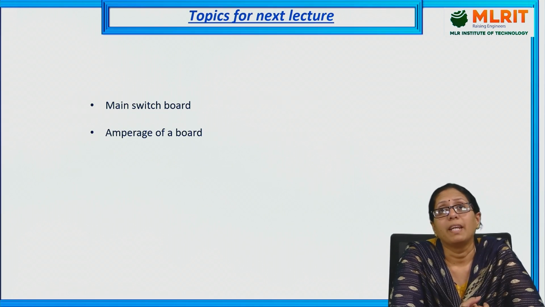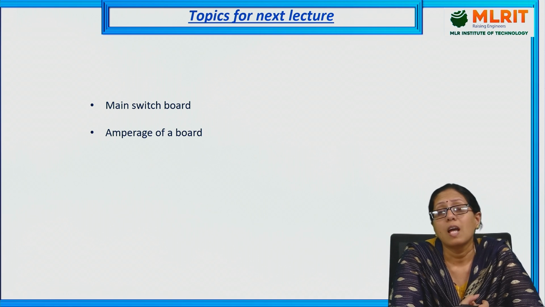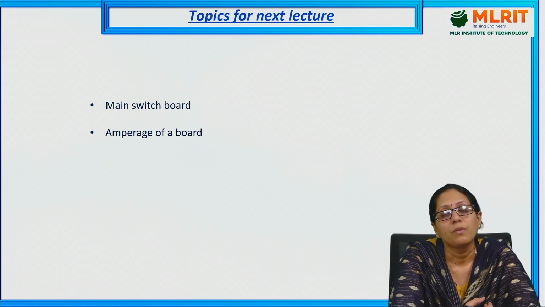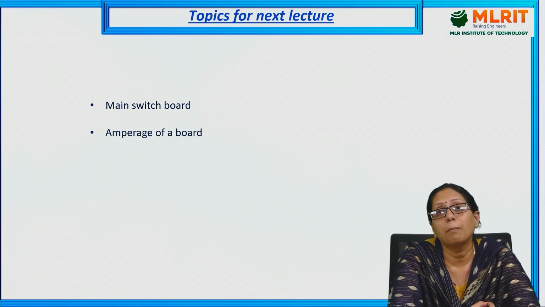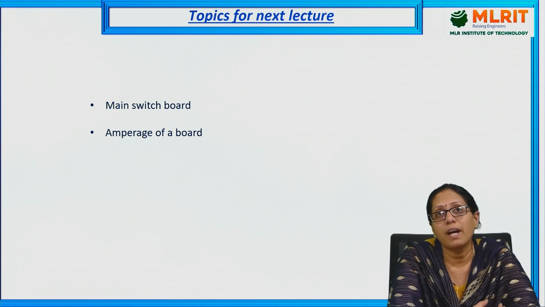The next topics will be based on the main switchboards and amperage of a board: where the main switchboard is placed, what the different types of main switchboards are, and how to calculate the amperage of that particular board, including the sub-factors we should consider for calculating the amperage. All these things we will discuss in the next lecture.